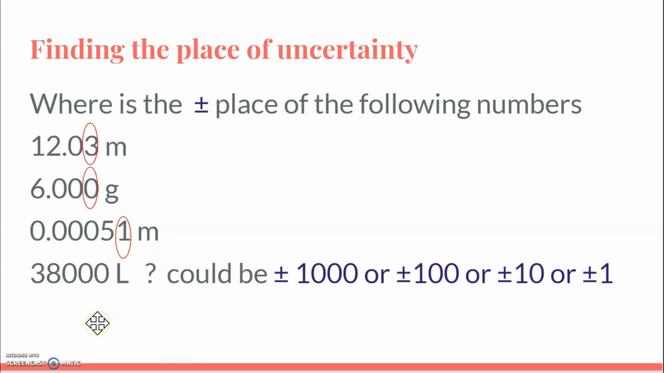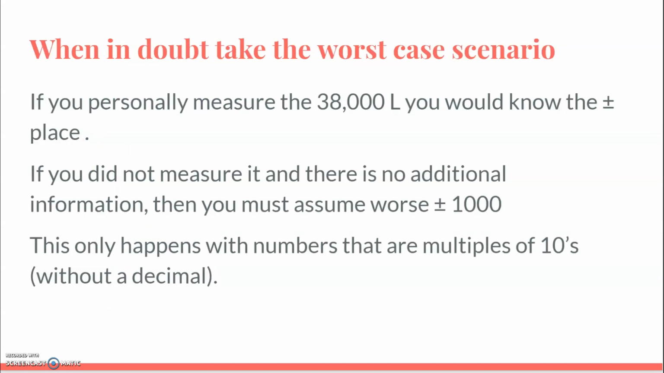But what about that last number, 38,000 liters? Where is the plus or minus? This one is the tricky one. It could be 38,000 liters plus or minus 1,000 liters. Or it could have been 38,000 plus or minus 100. Or 38,000 plus or minus 10. Or 38,000 plus or minus 1. I don't know where the plus or minus place is.